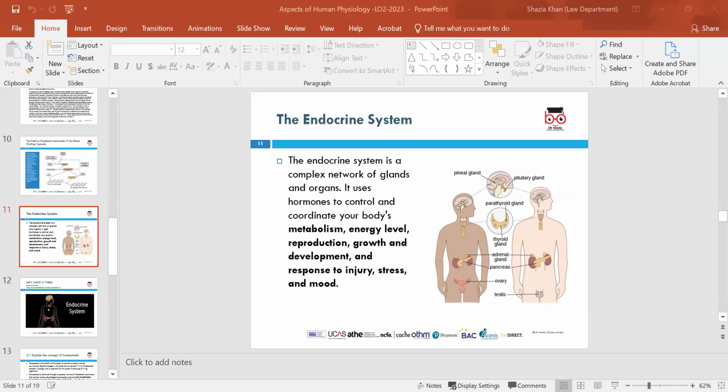Certain organs in your body also make and release hormones. An organ is a group of tissues that form a structure that performs a specific important function in your body.